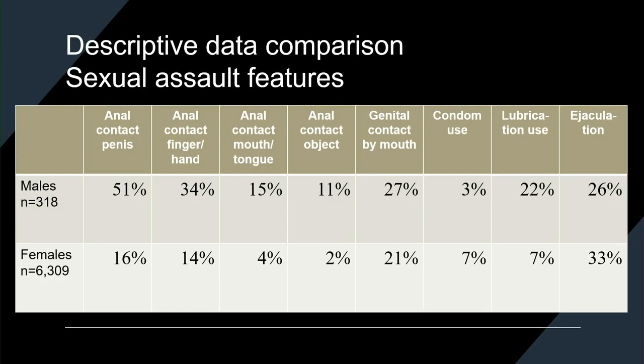So then when we look at the sexual assault features, you can see for our male victims, much more anal penetration with penis, finger, hand, mouth, or an object than the female. Also, more oral contact of the victim's genitalia on males. Condom use. You can see that number is low.